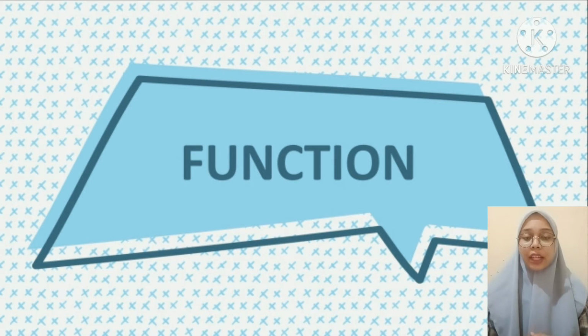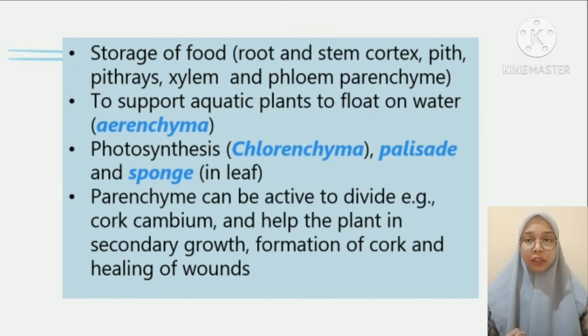And then the following are some of the functions of parenchyma tissue. First, storage of food: root and stem cortex, pith rays, xylem and phloem parenchyma. Second, to support aquatic plants to float on water, there is aerenchyma. Third, photosynthesis, there is chlorenchyma, palisade and spongy in leaf. And last, parenchyma can be active to divide, for example cork cambium, and help the plant in secondary growth, formation of cork, and healing of wounds.